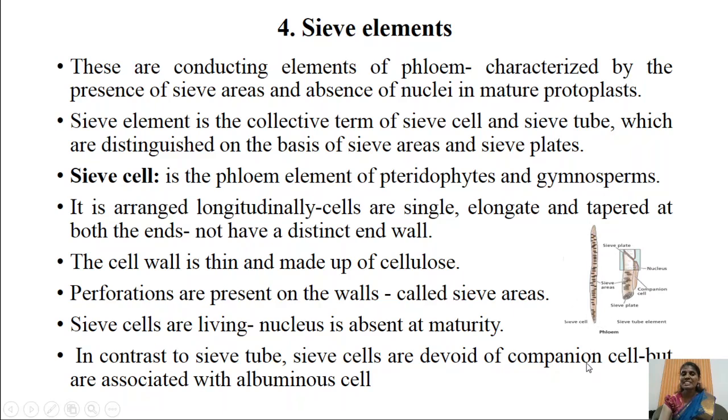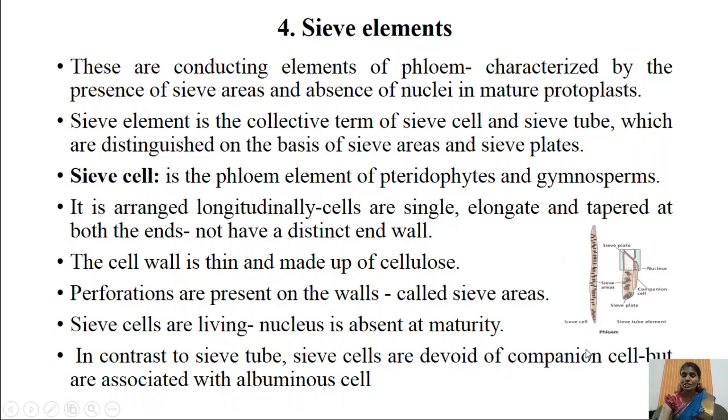The cell wall is thin and made up of cellulose, where perforations called sieve areas are present on the walls. In case of sieve cell, the openings or perforations are referred to as sieve areas. Sieve cells are living. Nucleus is absent at maturity. When they are young, they are living, but their nucleus is absent when they mature.